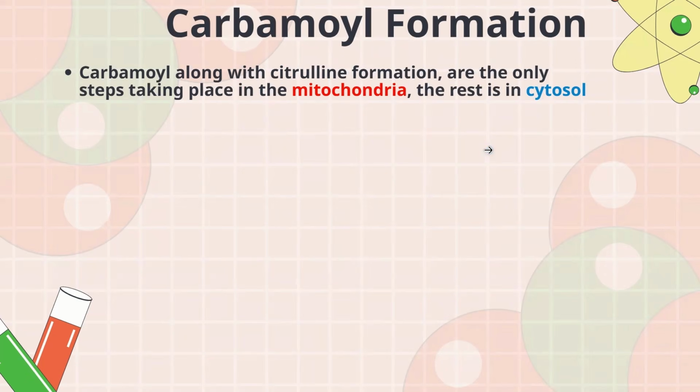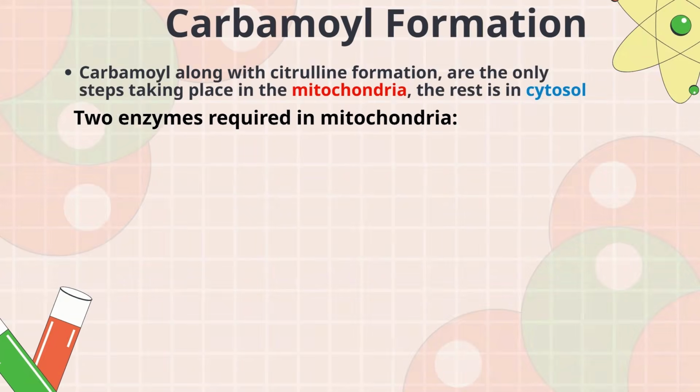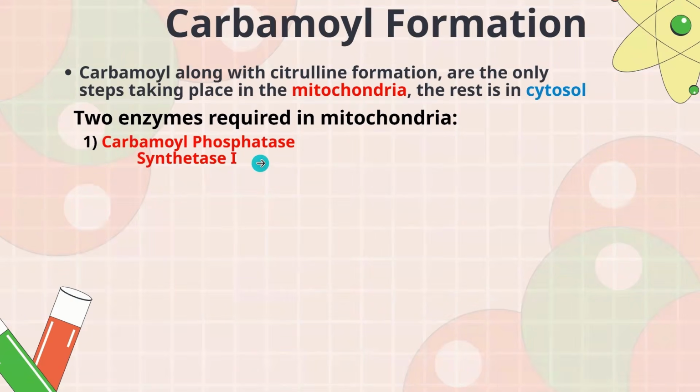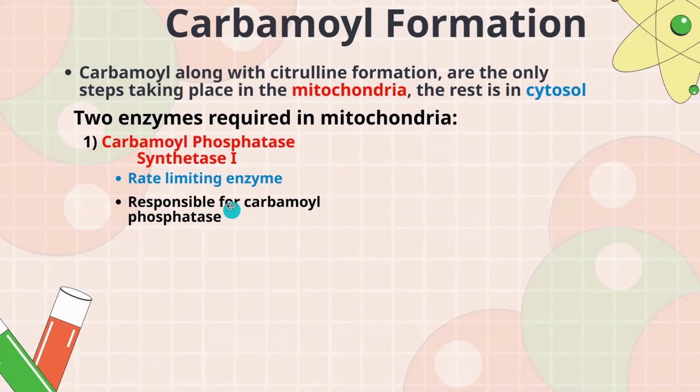For this to occur, there are two main enzymes within the mitochondria that help with this synthesis. One is called carbamoyl phosphate synthetase 1. I don't know why they said one; we don't have two or anything. Just remember it as carbamoyl phosphate synthetase. This is basically the most important enzyme because it's the rate limiting enzyme, and it is responsible for carbamoyl phosphate synthesis.